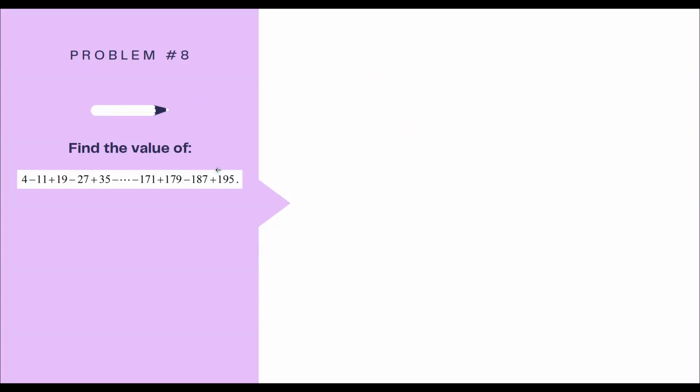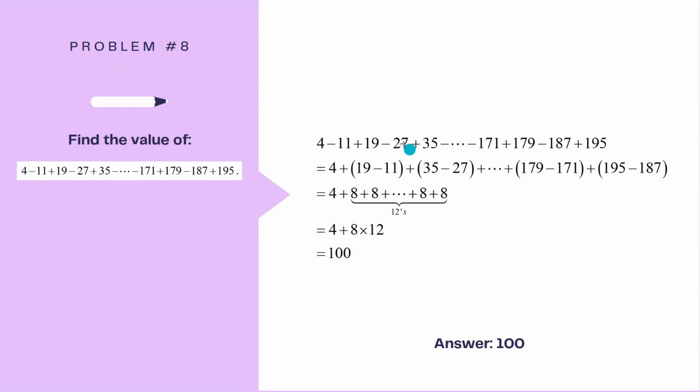20. Okay, let's try to answer this one. For this one, we have to group the terms. For example, the 11 and 19, we group that one, so it will be 19 minus 11. And also this one, we have 35 minus 27. Also this one, then this one. So what is the purpose of grouping those terms? We can form the same terms from all these grouped terms. So we have 8. If we count this one, we have 12 number of 8.